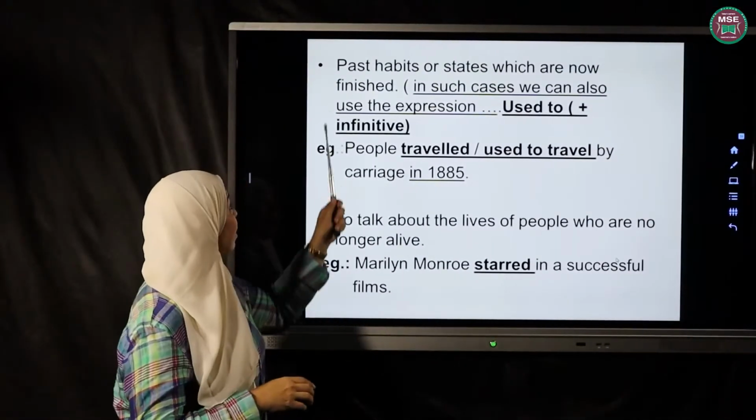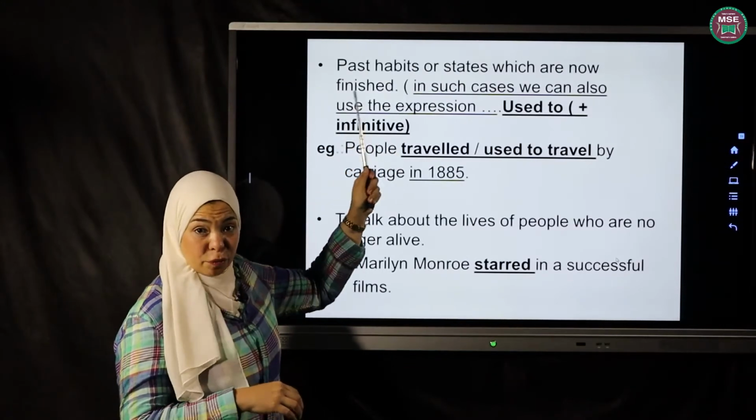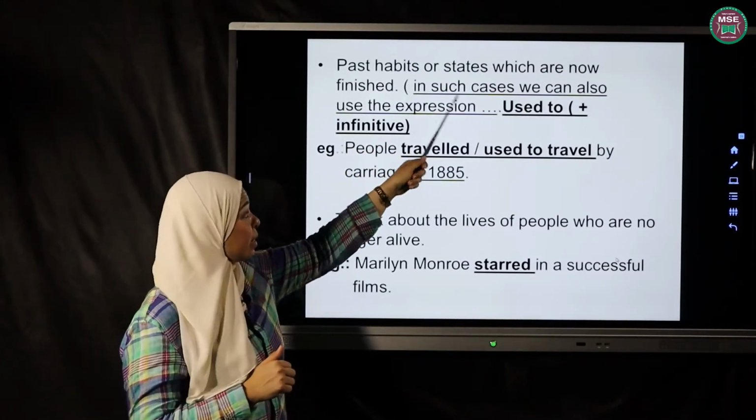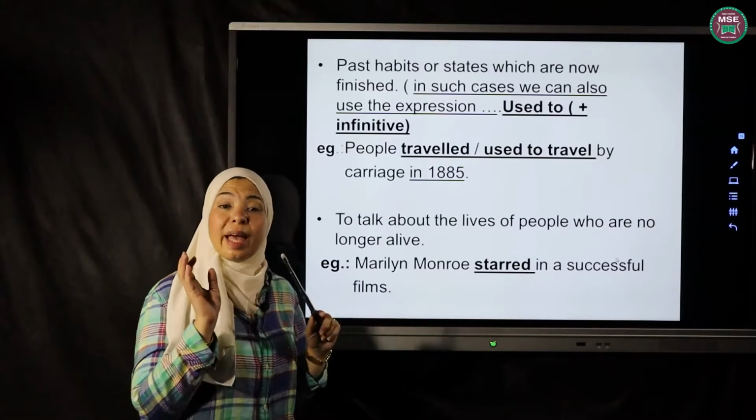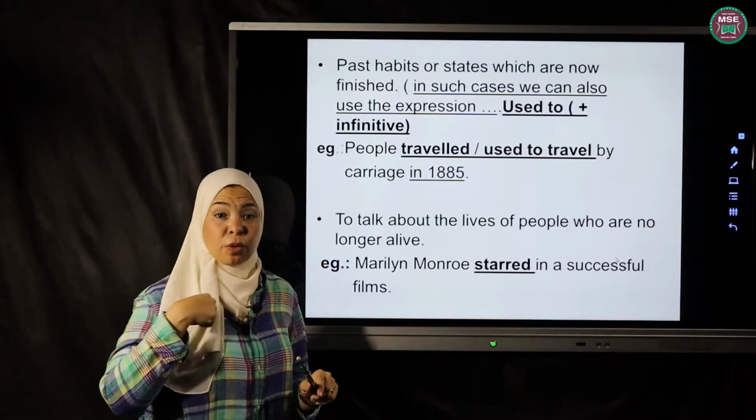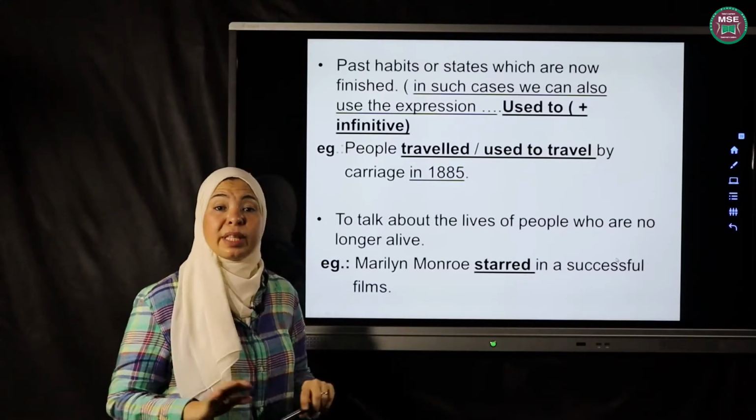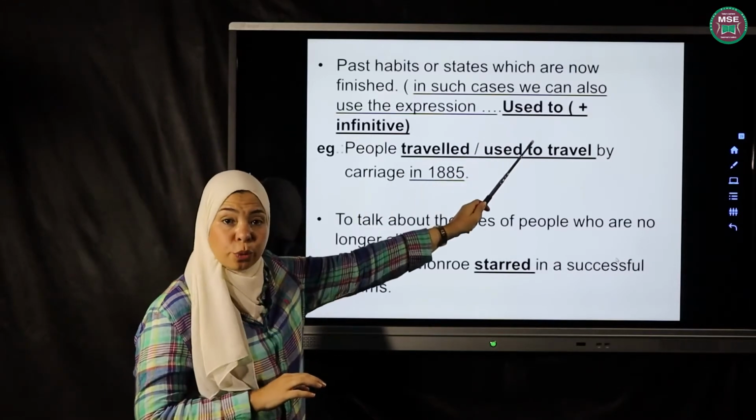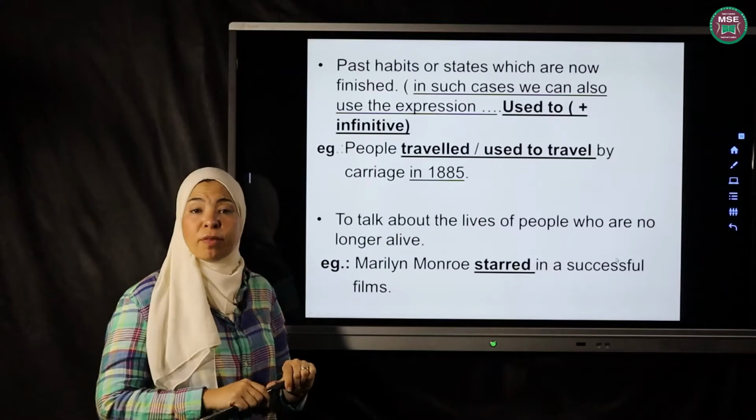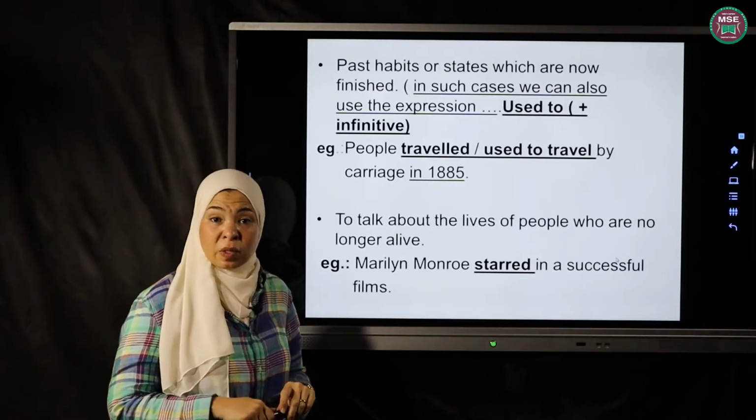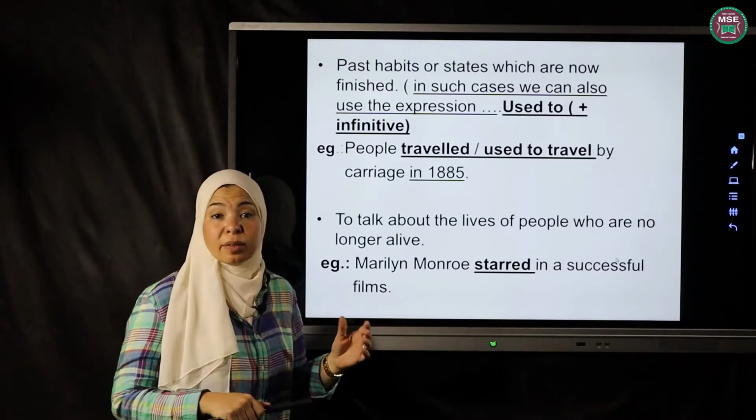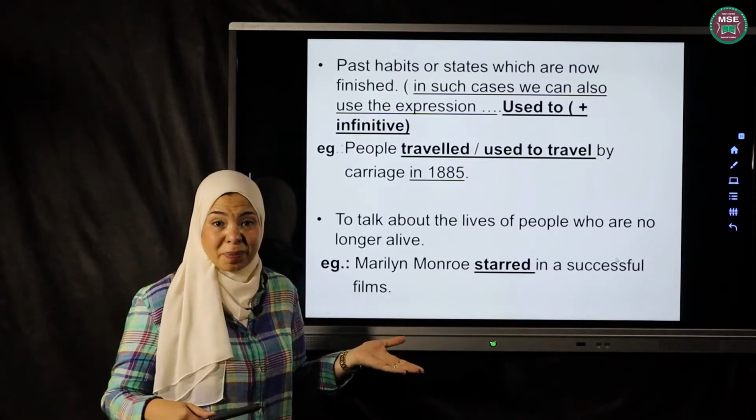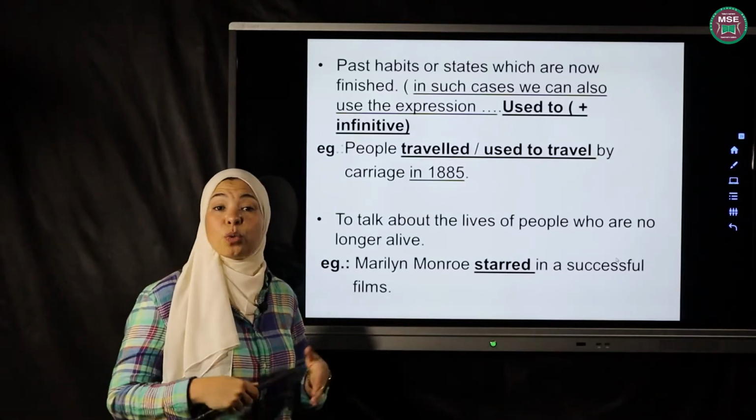The third point here, past habits, for past habits or states which are now finished. Any habit you used to do in the past and nowadays we don't do anymore. We can use in this case the expression used to plus the infinitive form of the verb. Like when I say, in the past, I used to eat chocolate, but nowadays I stopped doing this. In the past, I used to ride a bicycle.